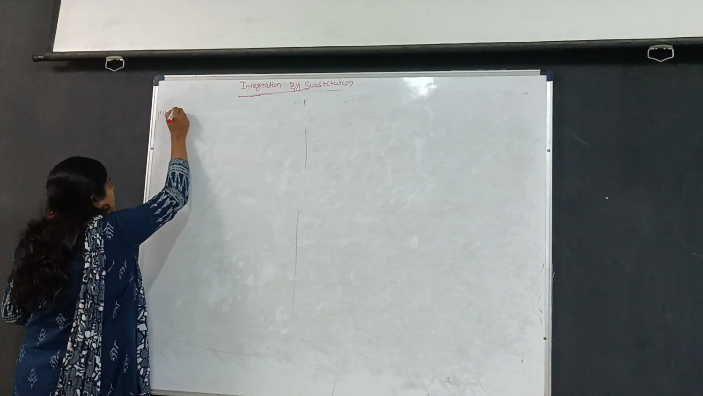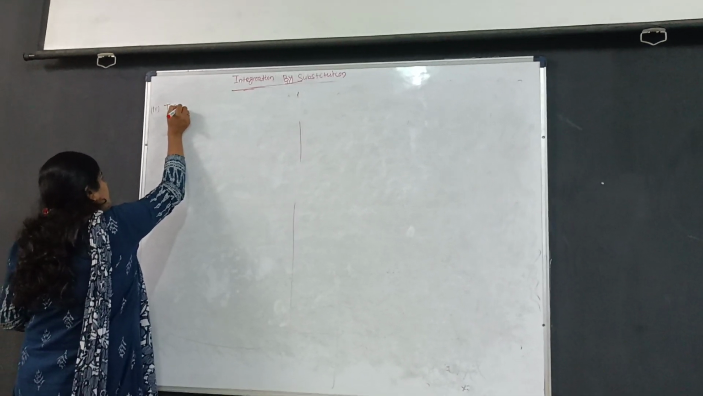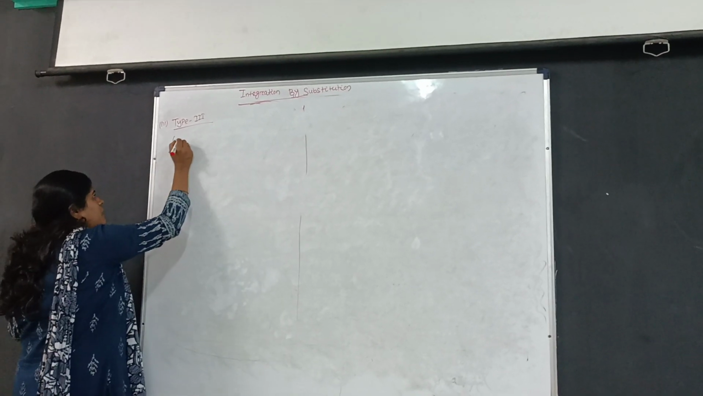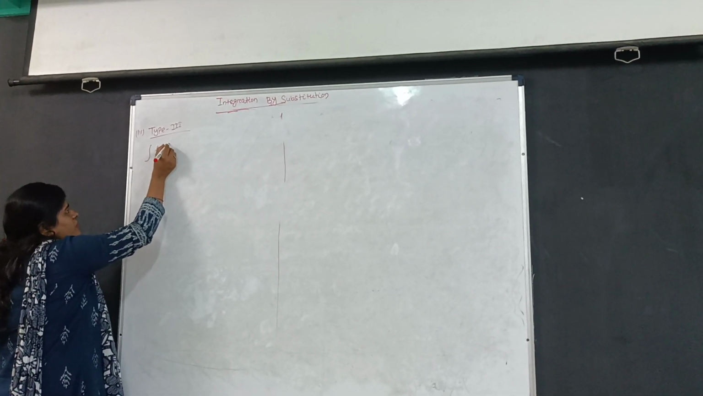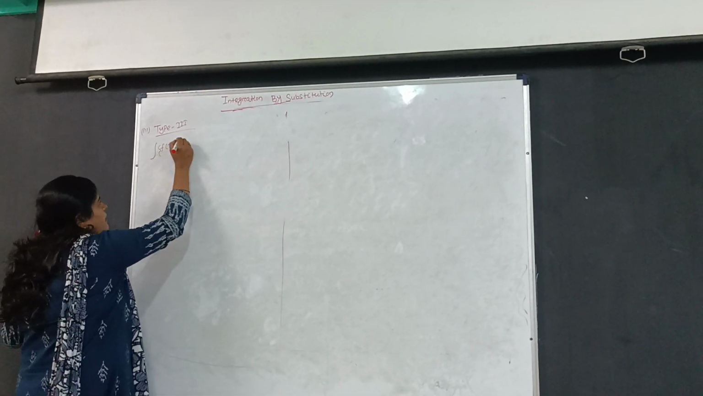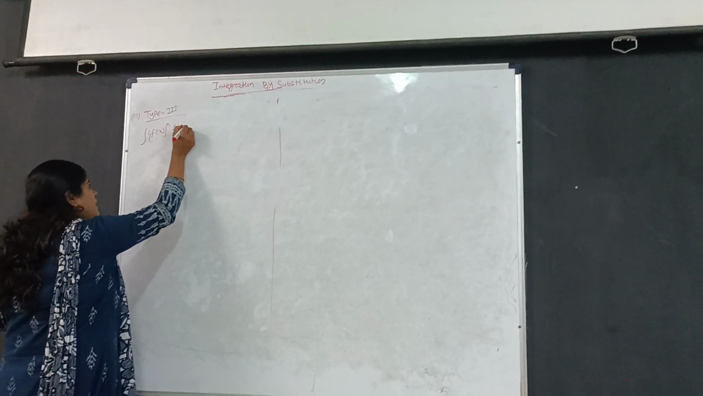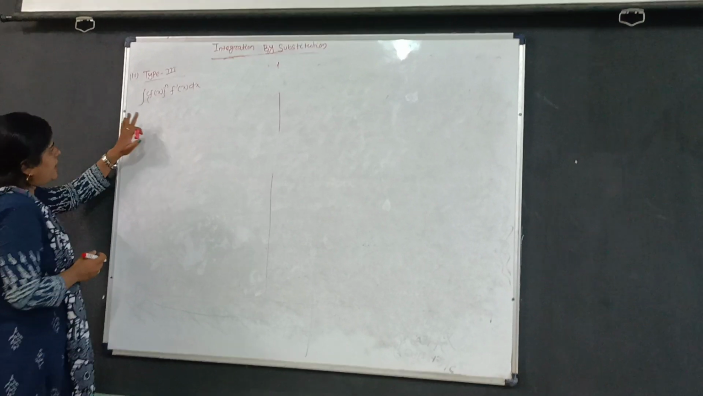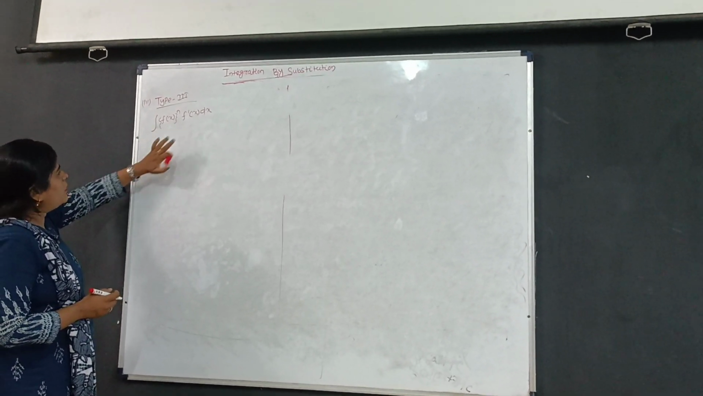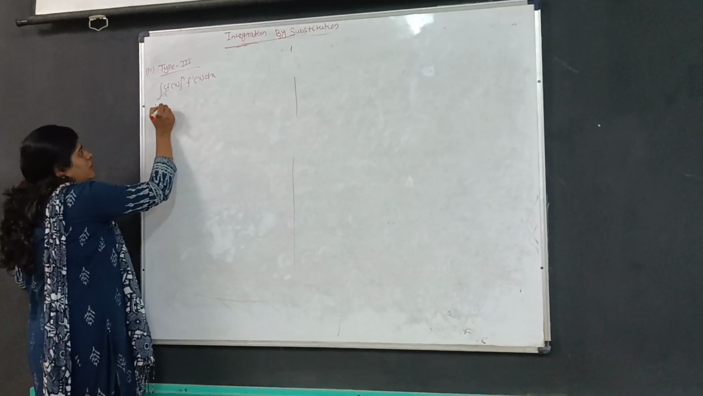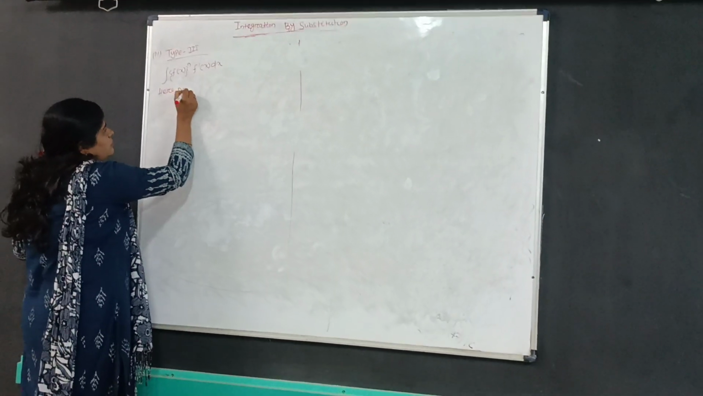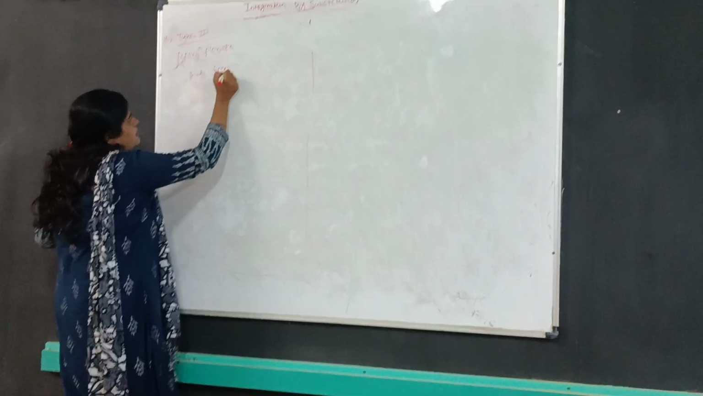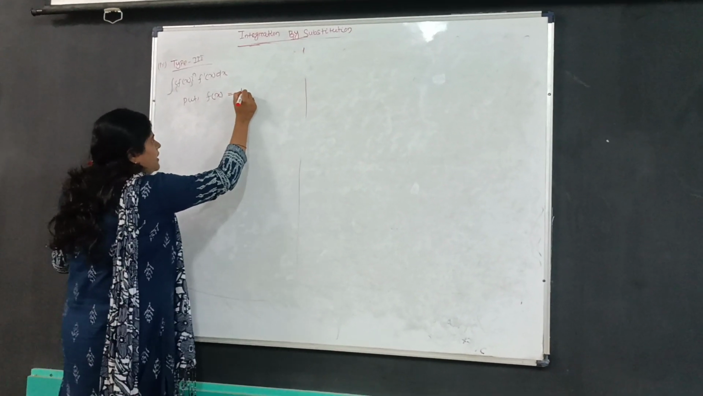The type 3 is of the form integration of f of x to the power n into f dash of x dx. Here we put f of x is equal to t.